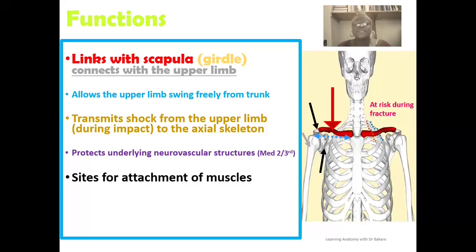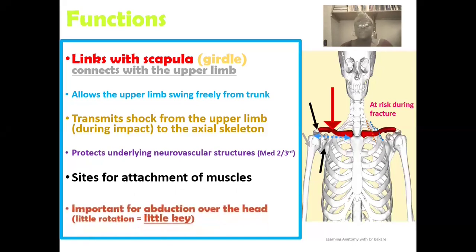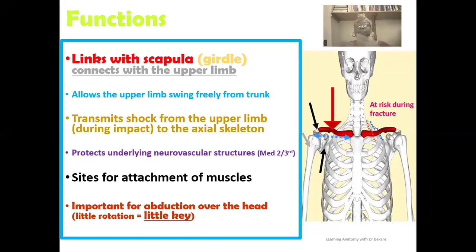It also creates sites for the attachment of muscles. By the time we dive into this lecture, we'll be highlighting the different specific regions of the clavicle, and we'll also be describing the muscles that are related to them. The clavicle plays a very important role in the abduction of the upper limb.